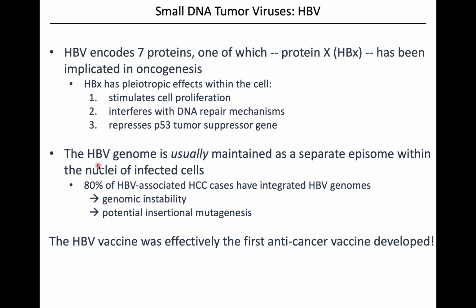And what's kind of interesting is in most HBV infections, the genome is maintained as an episome, meaning it's not integrated into the host cell chromosome. But in a very high percentage of the HBV-associated hepatocellular carcinomas, we do see the viral genome integrated. And so that, it's believed, increases the transcription of the viral genes. So for example, you would likely be producing more of this HBX protein in infections where the viral genome is integrated, and so you would be getting more of these undesirable activities.